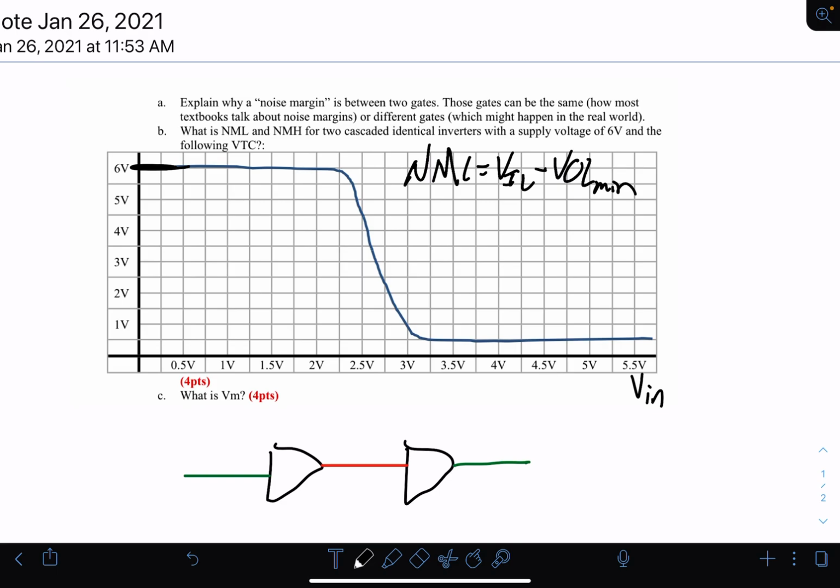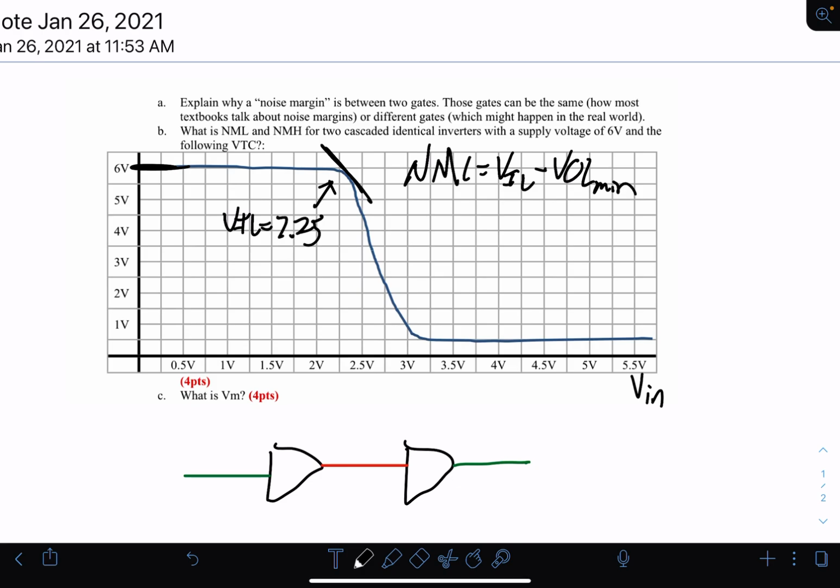So first let's find V in low. And so V in low is going to be the maximum input voltage that is accepted as a logical low input and will therefore correspond to a logic high output. And so again, that's where the slope crosses -1, and it's the first crossing. So V in low is there. And we'll call that 2.25. Just not quite, but just to make the math easier.